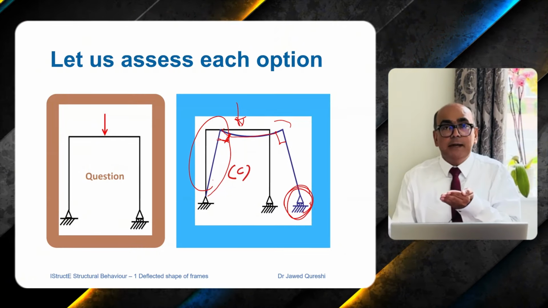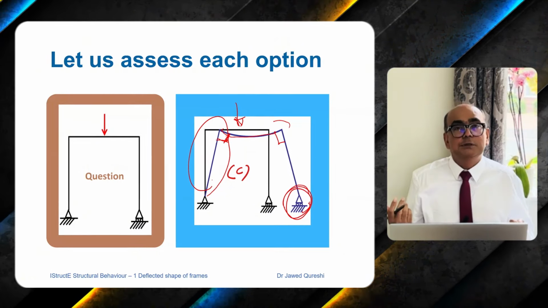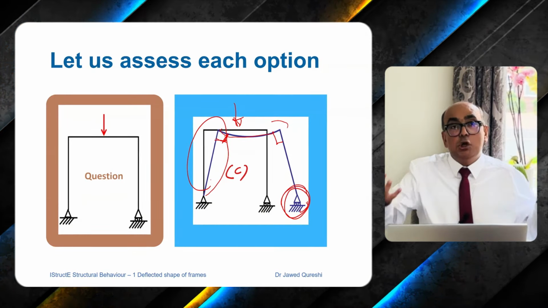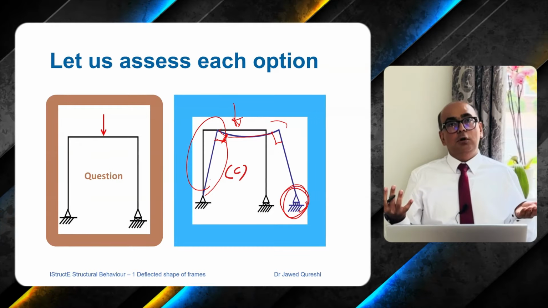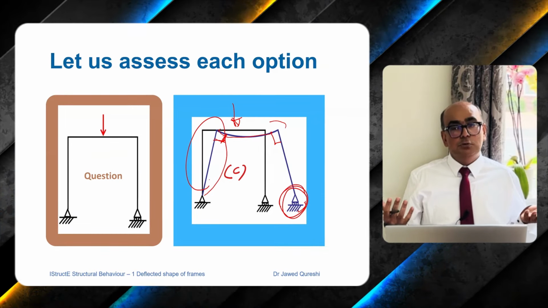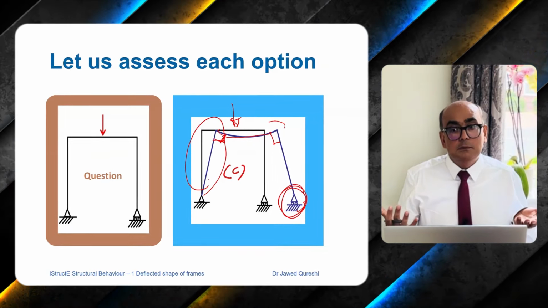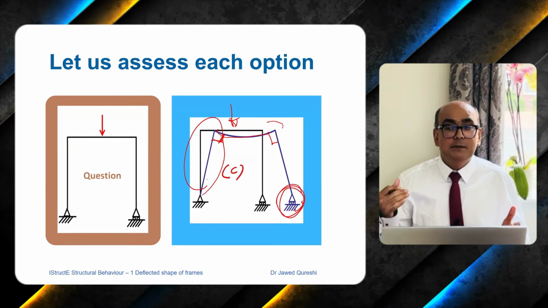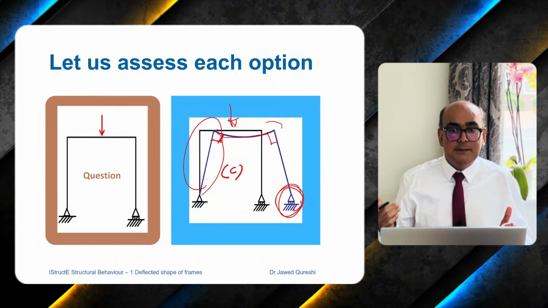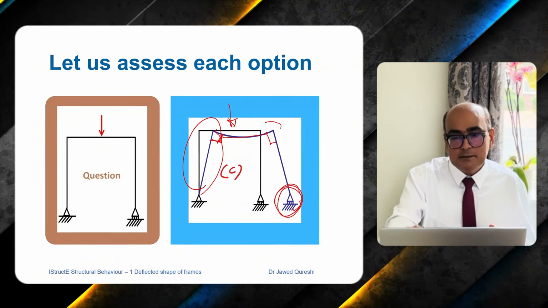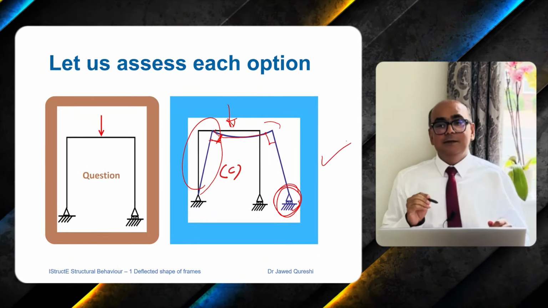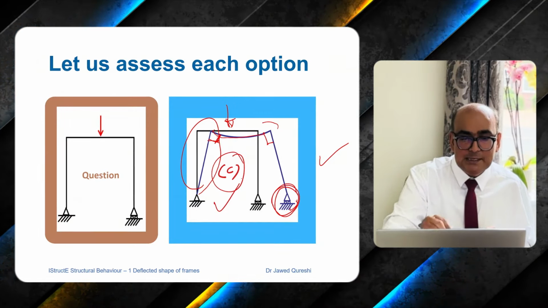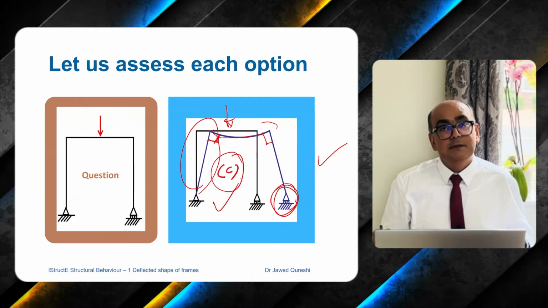Because when it's moving rightwards, the downward force is not causing any deformation. If it was stopped, then it would cause deformation in the column. So deformation in the column should not happen if one support is moving rightwards. So this is the correct answer. I will put a tick on this answer. This option C is the correct answer.